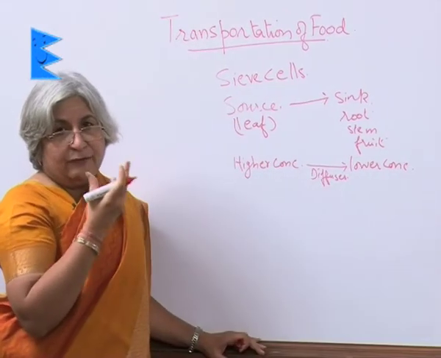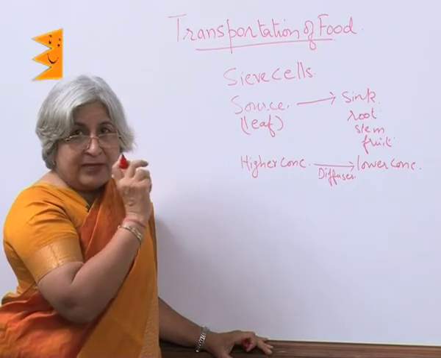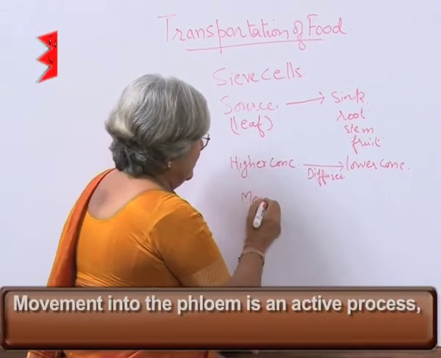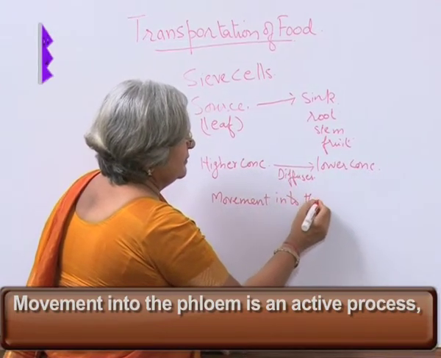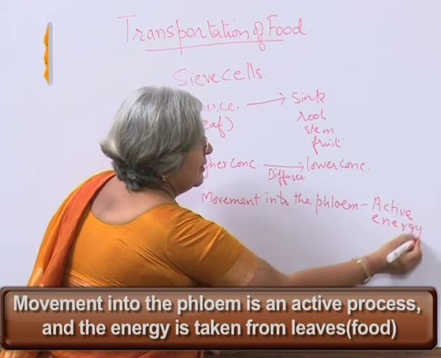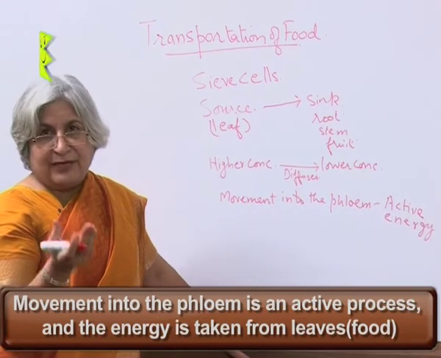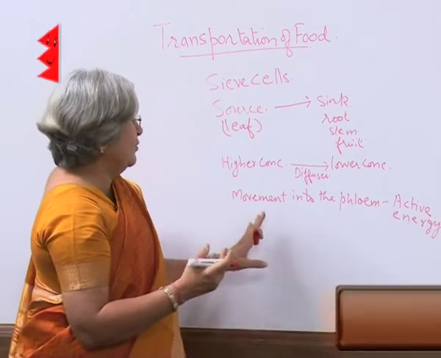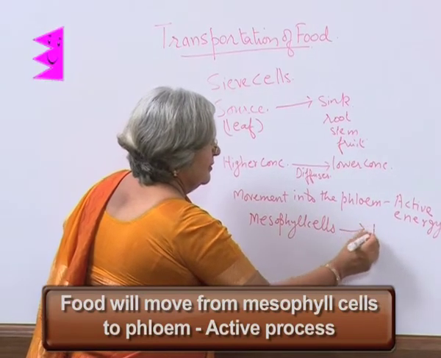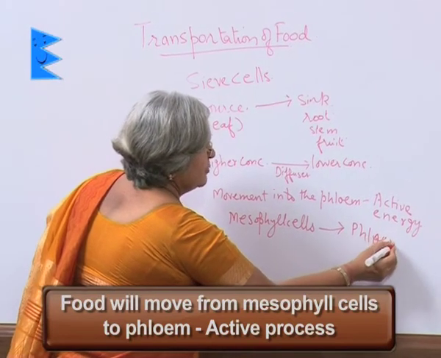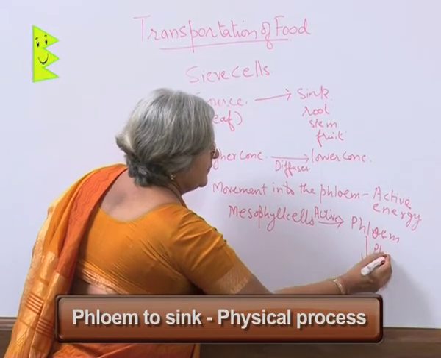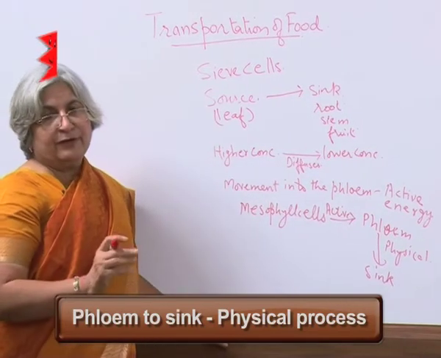But the point arises, the food is in these mesophyll cells of the leaf. From there, it has to reach the phloem. What about that journey? Now, the movement into the phloem is an active process, and this requires energy. And from where will that energy come? Food is there. So, leaf has food which will provide energy, and so food will move from mesophyll cells to phloem. This is an active process, and from phloem to a sink is a physical process. So, this is how the movement of the food takes place, right?